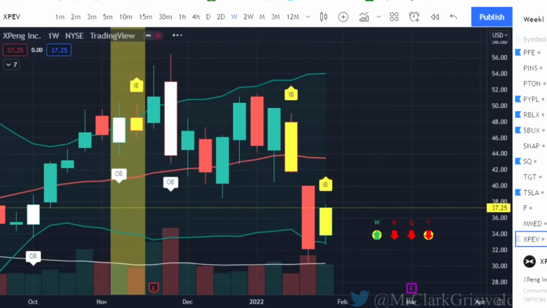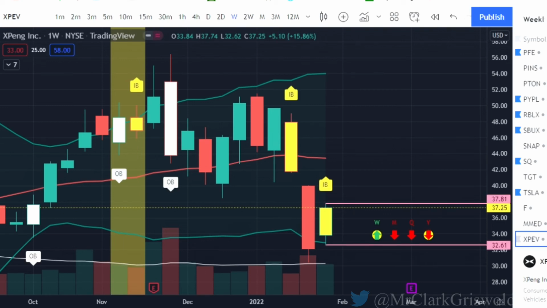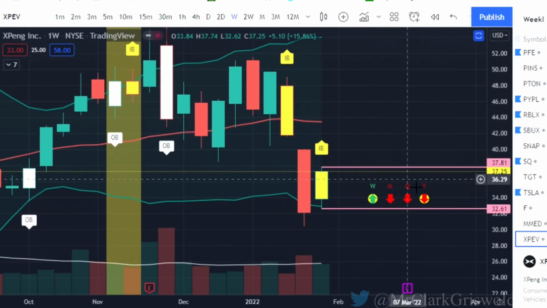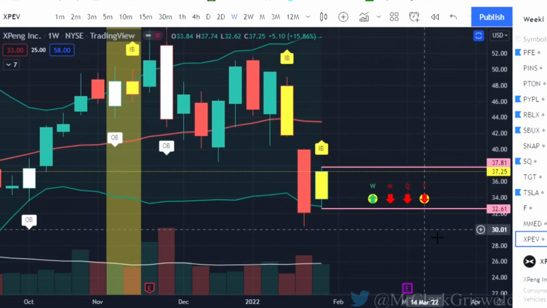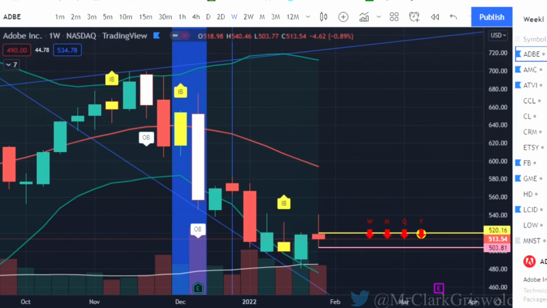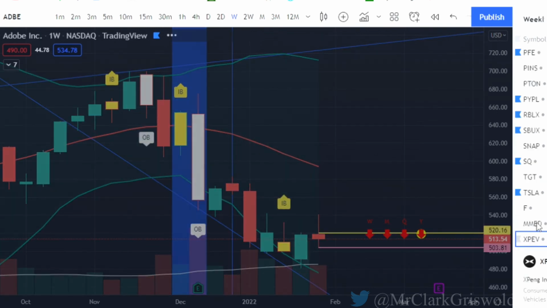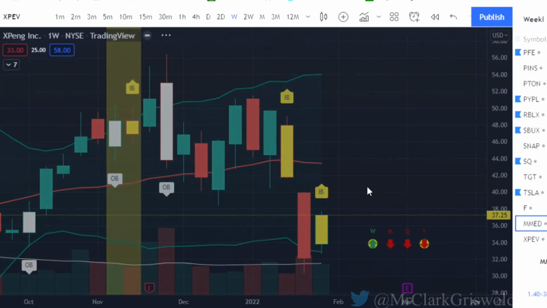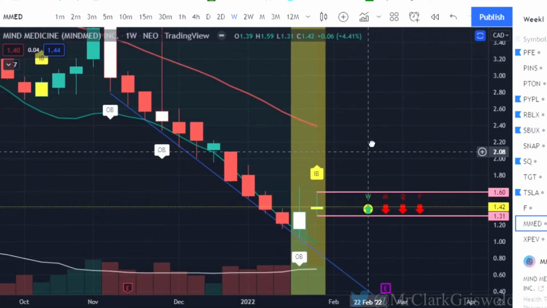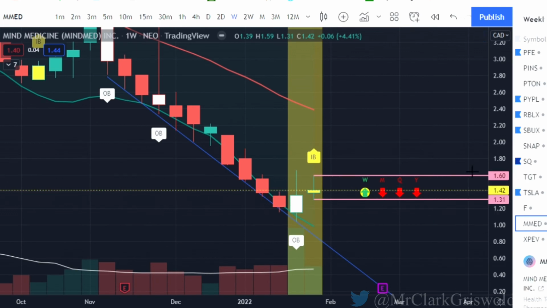Maybe not. XPEV, XPeng, another EV play. We have an inside bar, calls at $37.81, puts at $32.61. And that is it. If we go back to Mindmed, I don't think you can buy options on these. I don't think they're available. So the only thing you could buy on Mindmed is shares, but it's a low enough dollar value that if you have a smaller account, you could buy in.